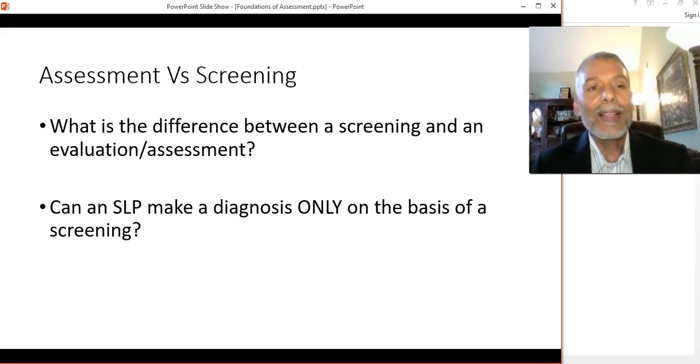You identify that the person has decreased language skills or this and that. But when you give them a few strategies, they do really, really well. Even in the same session, they understand it and they give you the right answer. So that wouldn't qualify as a disorder.